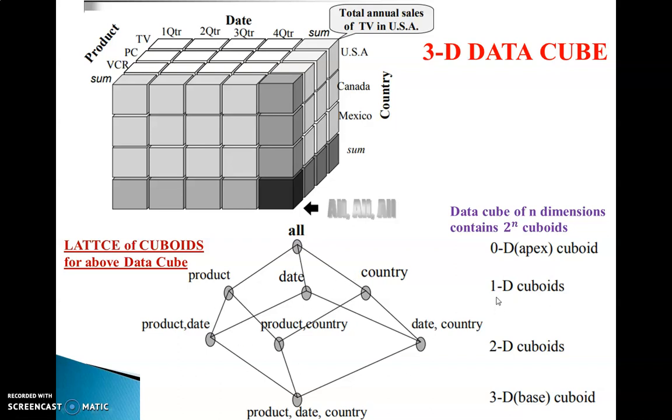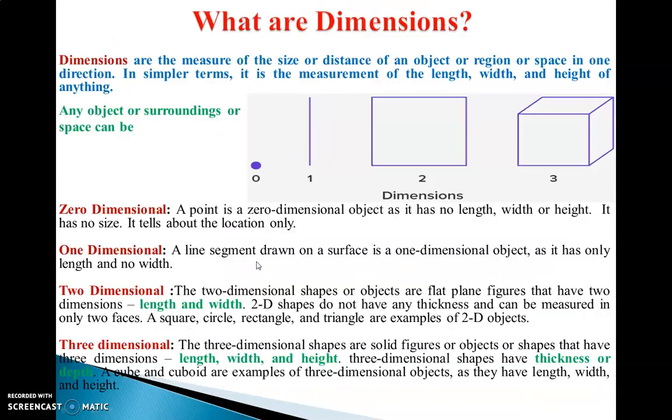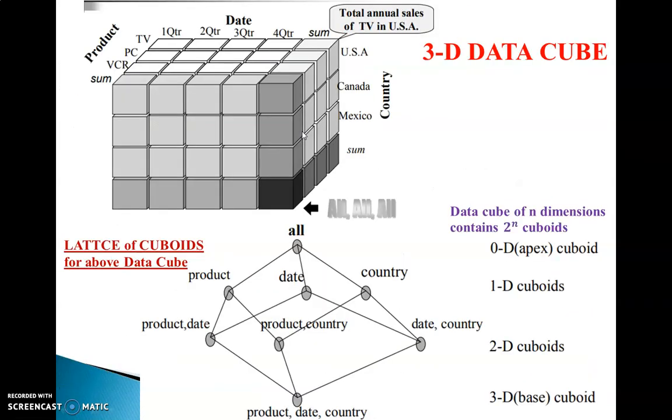Okay, so next is one dimension, that is your line drawn. Okay, so as I told you, your one dimension is like this, right? So one dimension cuboids are this 1, 2, 3. Then you have two dimension cuboids. Okay, so that is your product date, product country and date country. Okay, so 1, 2 and 3.